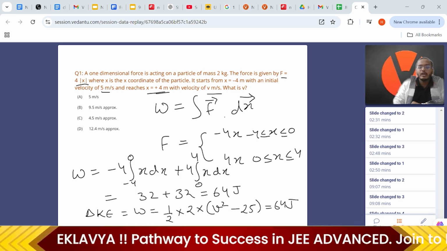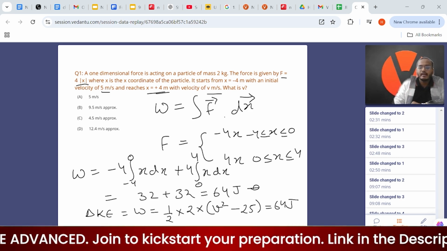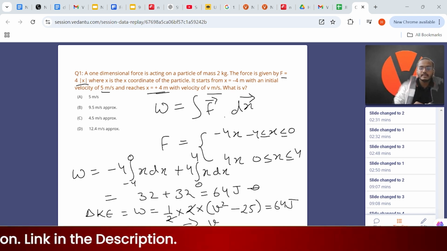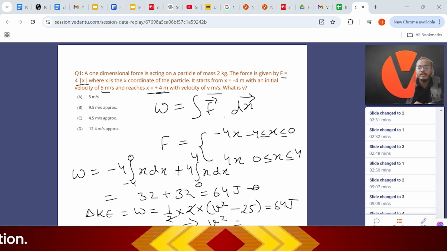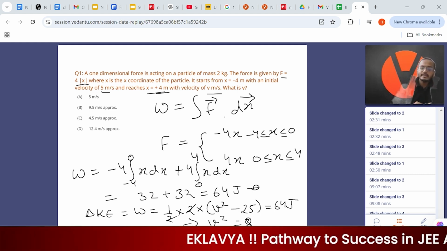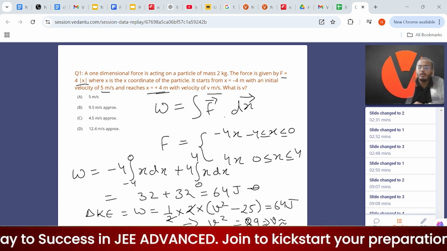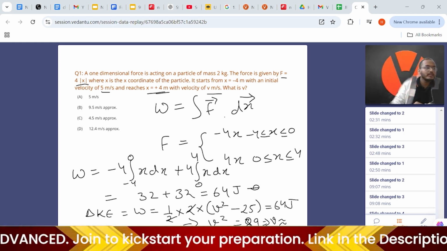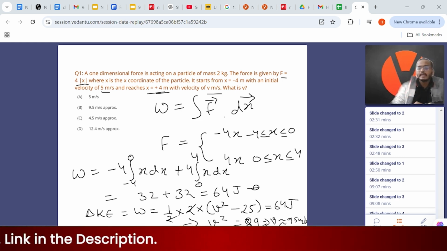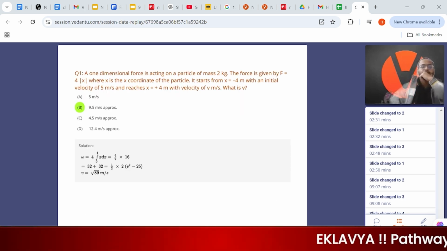Okay, now equating these equations, when I cancel out like this, from here v square will be equal to 89, and when I calculate the value of v, it will be almost equal to 9.5 meters per second. So my final answer will be option number B. Okay.